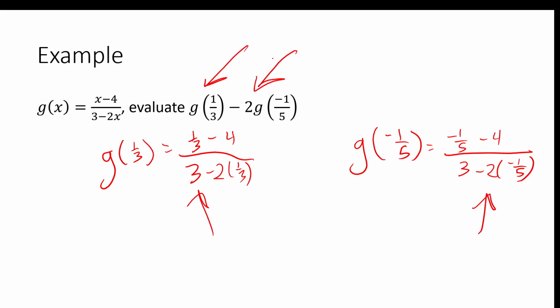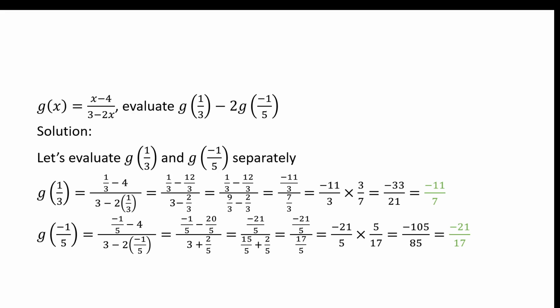And after we spend time evaluating those two expressions, we'll be able to put them in and do the final evaluation. So the moral here is, when you see something complicated like what I'm circling right now, find each function value. Find g at 1/3, take your time. Find g at -1/5, take your time. If you try to rush through it, that's when you'll make mistakes. So we figure those out separately.